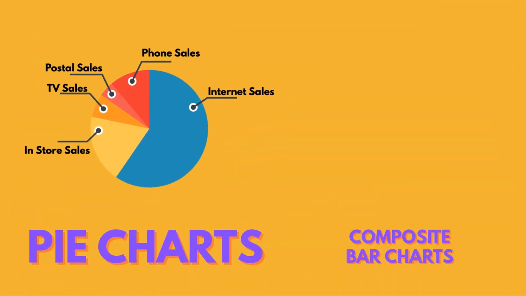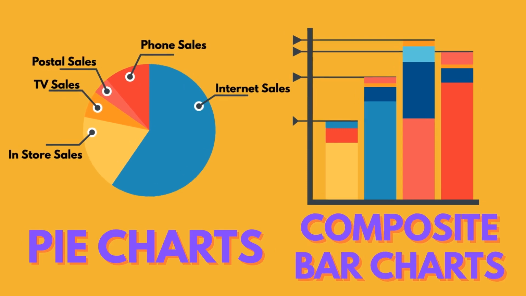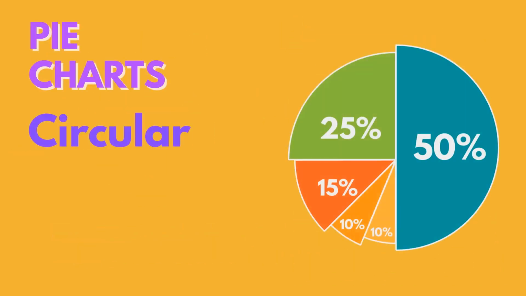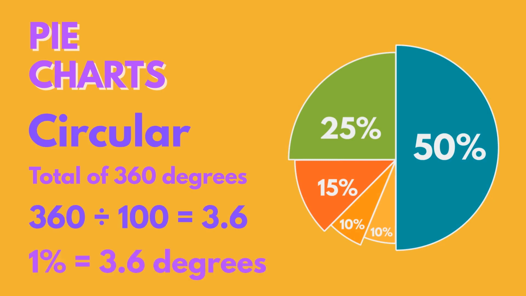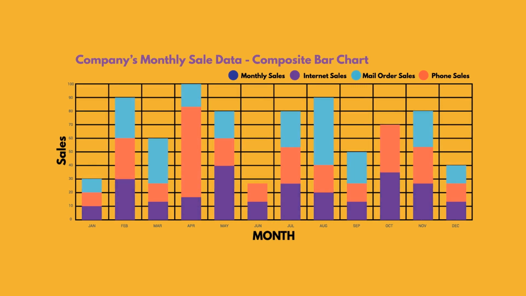Pie charts and composite bar charts show different parts of a whole or proportions within the data. Pie charts are always circular and have a sum of 360 degrees. A composite bar chart also shows proportions, for example, monthly sales totals. Each bar can then be broken down into the different categories of sales made.